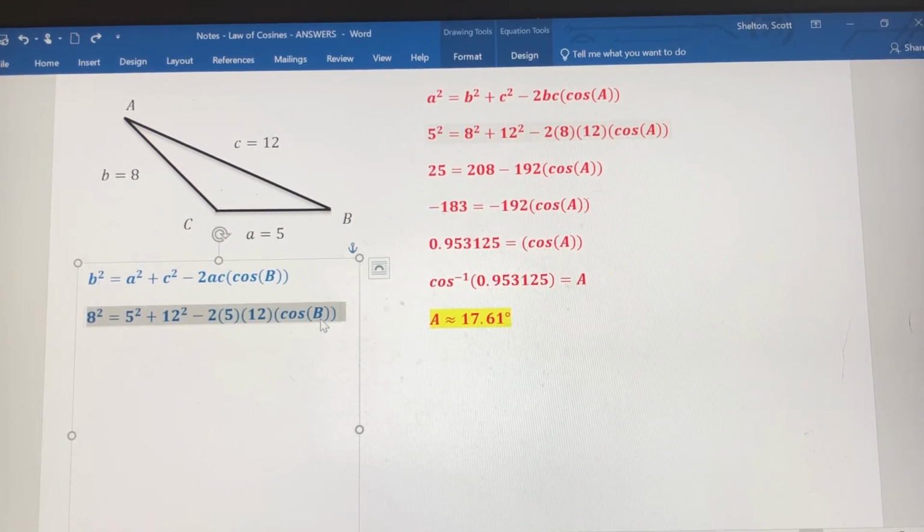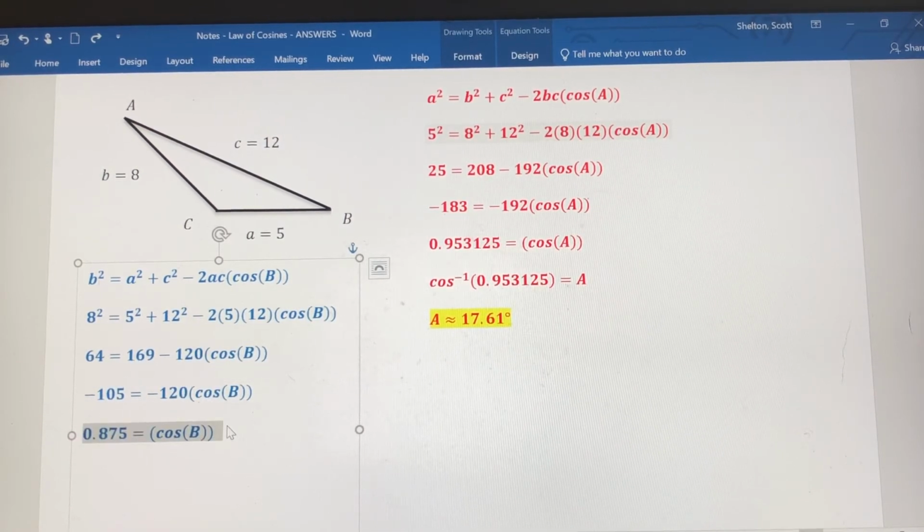We need to do some calculations, clean this up a little bit. 8 squared is 64. 5 squared plus 12 squared is 169. When I multiply these three together, I get negative 120 times cosine of B. I'm going to subtract 169 from both sides. That gives me negative 105 equal to negative 120 times cosine of B. I want to divide by negative 120 to get cosine B by itself.